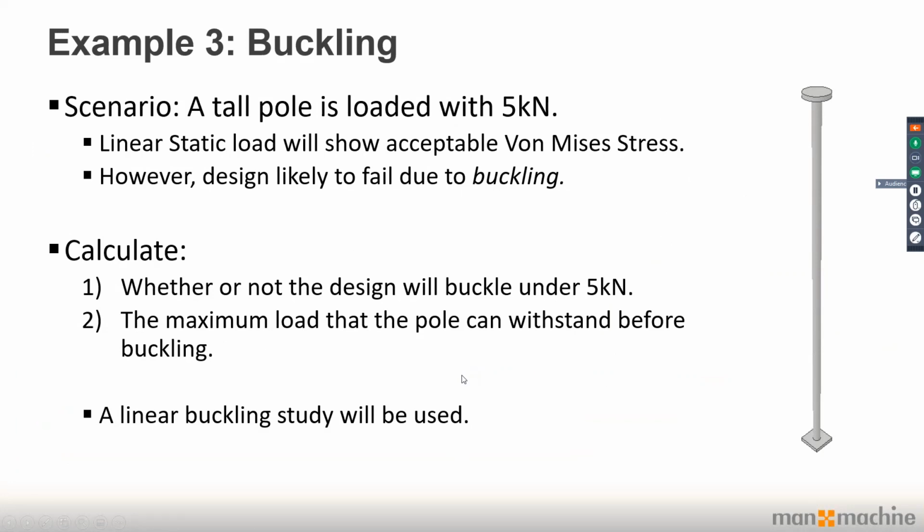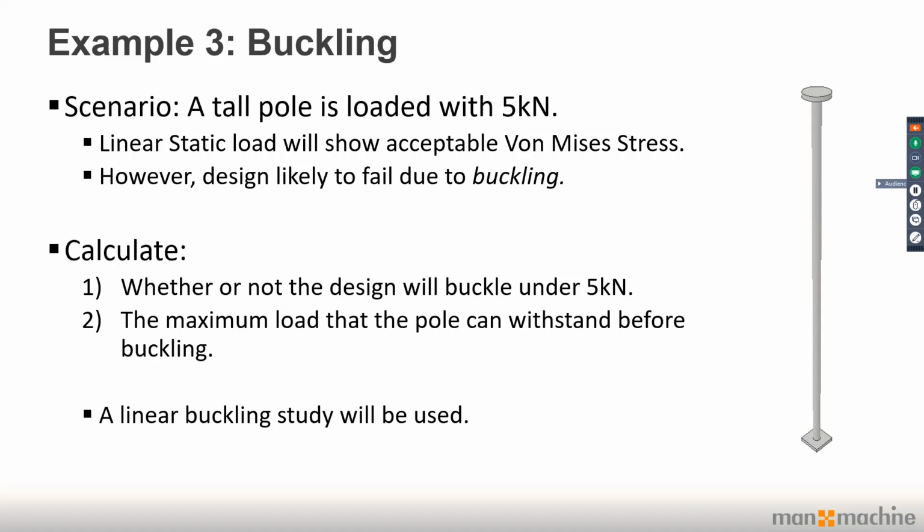So next we've got a buckling scenario. Here we've got a tall pole and it's loaded with 5 kilonewtons. Now, if everything's perfectly aligned, the pole should be able to take a 5,000 Newton load. But in reality, what we'd see is a kinking to one side and a buckling failure. So how do we predict that?